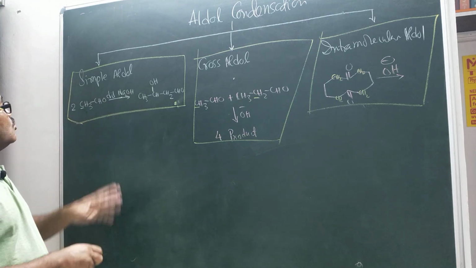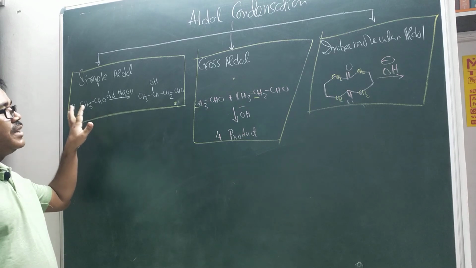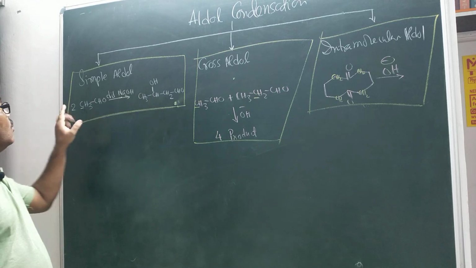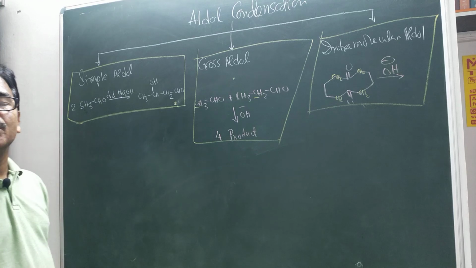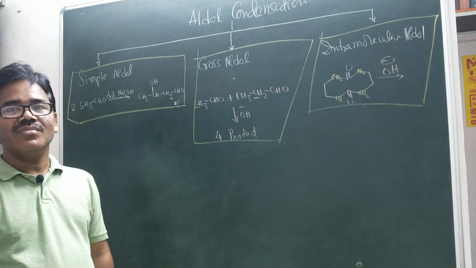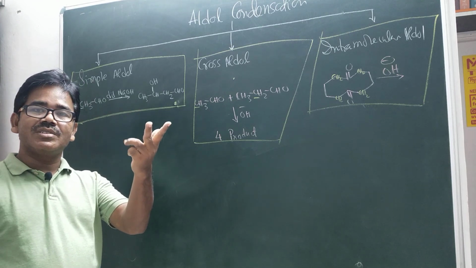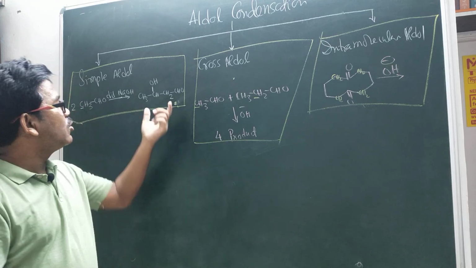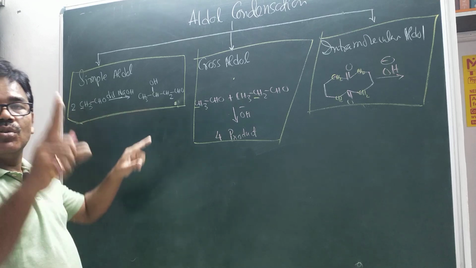Here also 2 moles of carbonyl compound are required. But here we get only one product. Both carbonyl compounds get condensed, combination takes place. That's called condensation. In the Cannizzaro reaction, we got 2 products. One was oxidized product, other was reduced product. But here we get only one product. Both the molecules get combined and give only one product.